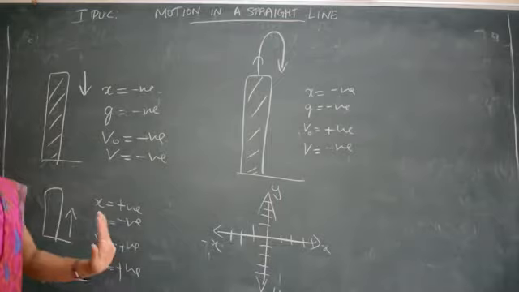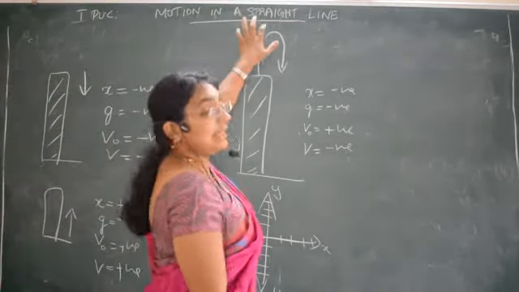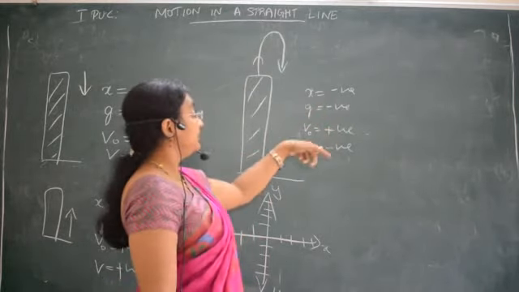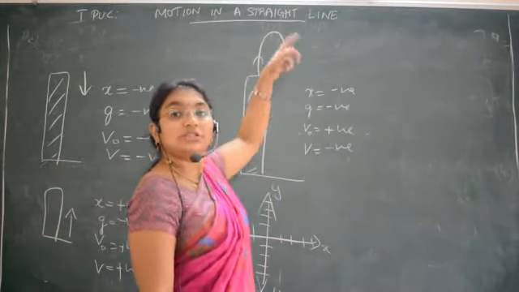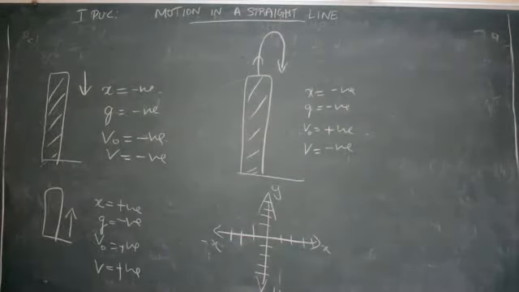G value should always be negative. Here, initially upwards, then downwards, so total displacement is negative. G is negative, V naught positive, V negative. Understood? These are a few of the rules to solve the problems. That is applying the sign convention.